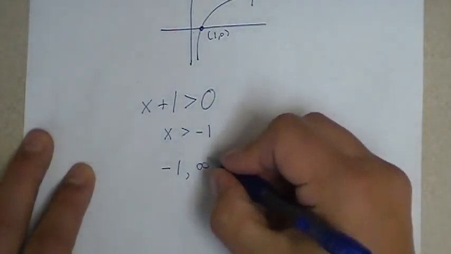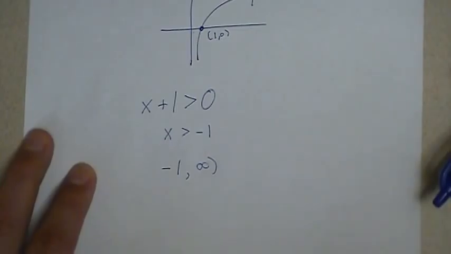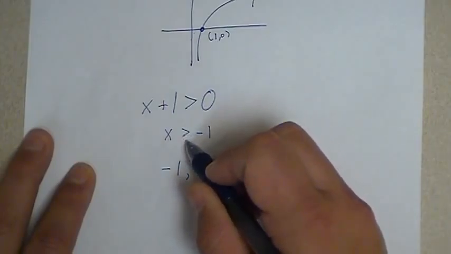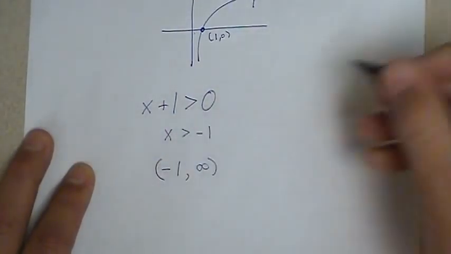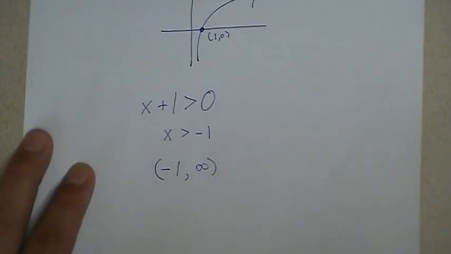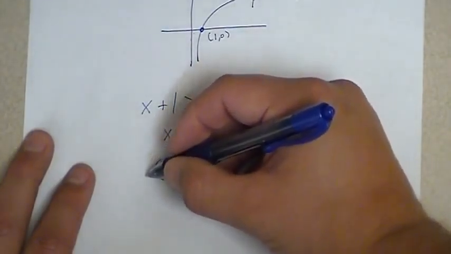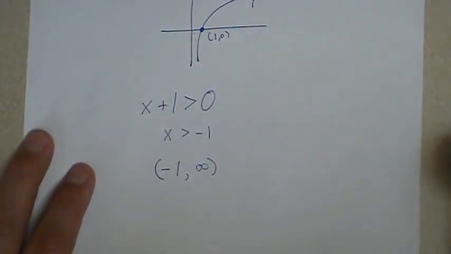infinity. We never include an infinity or a negative infinity because we don't quite ever get there. We're not including this negative 1 because we're not allowed to be equal to. And whenever you're writing an interval that doesn't include an endpoint, you're going to use a parenthesis to show that. If we were allowed to be equal to negative 1 here, then you'd use a bracket in interval notation to show that you'd include negative 1.